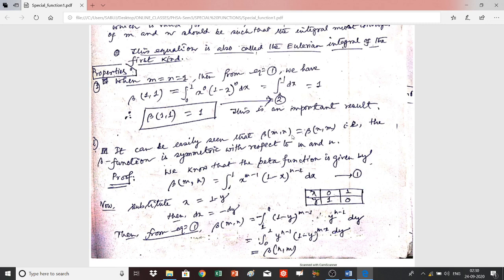Now to prove it, go to the familiar expression for the definition of the beta function, that is beta m n is equal to the integral from 0 to 1 of x to the power m minus 1 into 1 minus x to the power n minus 1 dx.